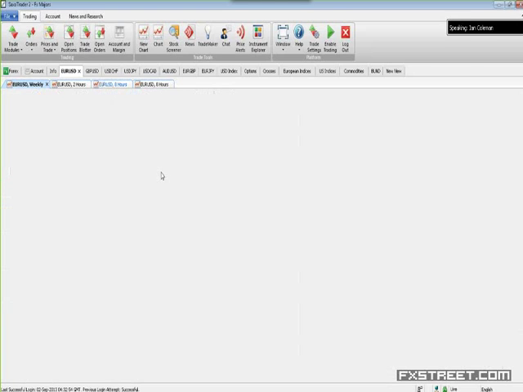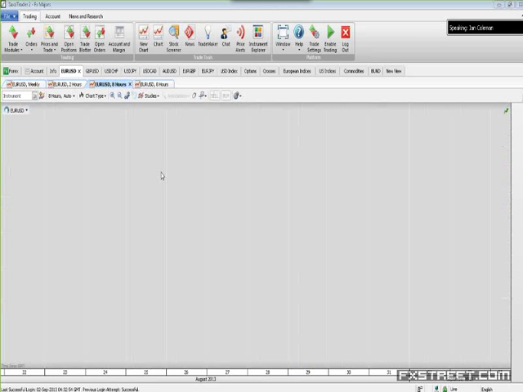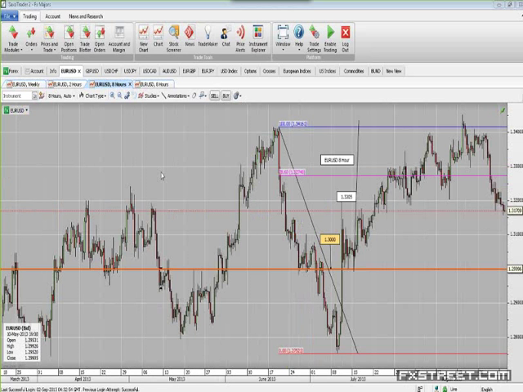And then if we break this down into shorter time frames, not that one.